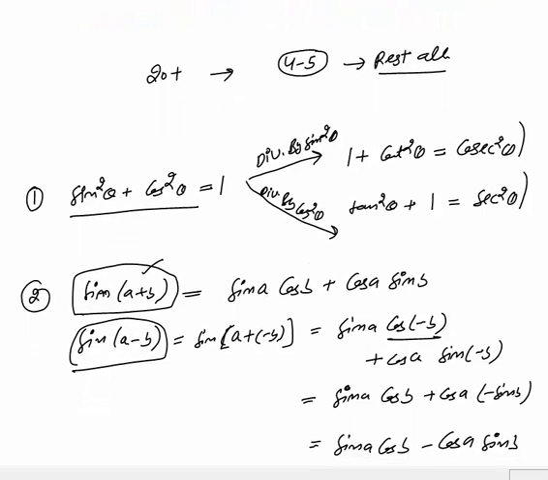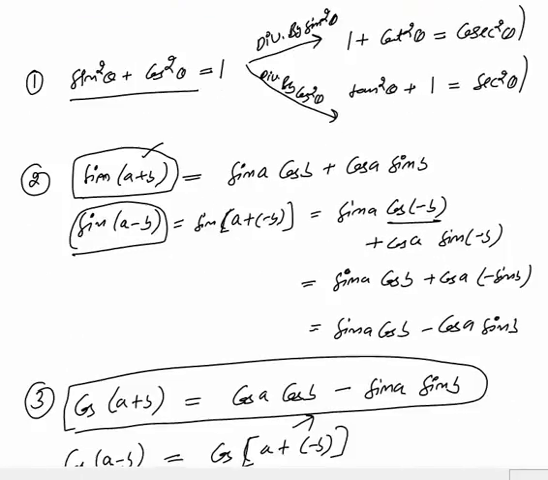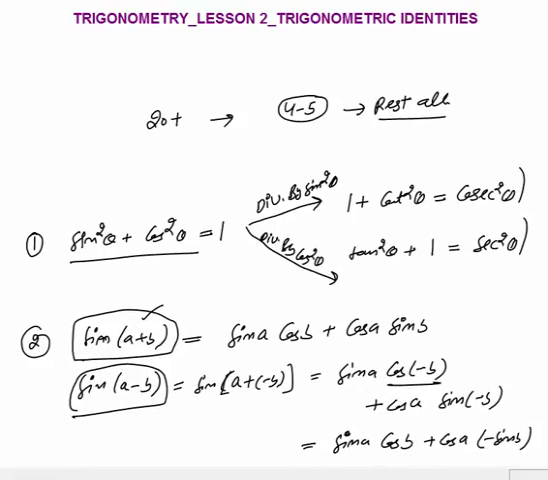Sin square theta plus cos square theta is equal to 1, sin A plus B, cos A plus B, as well as tan A plus B. Only these four concepts, rather than the 20, 30, 40 concepts or formulas you remember in trigonometry from books. Now let's discuss questions based on these.